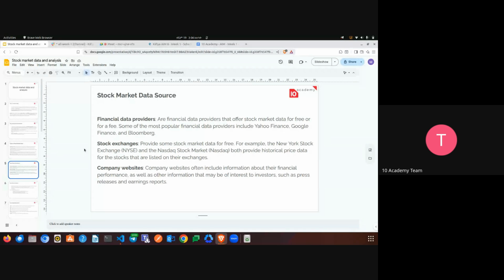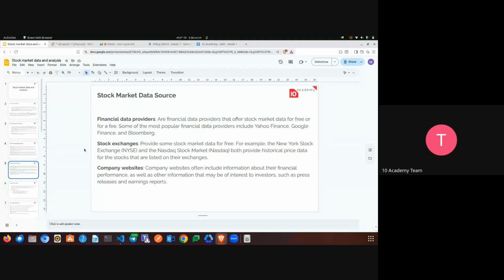The investors or traders make buying or selling decisions based on stock analysis information. The stock market analysis also helps us to evaluate investment opportunities in specific stocks. We can identify trends and patterns in the market, and also make informed investment decisions based on this data.